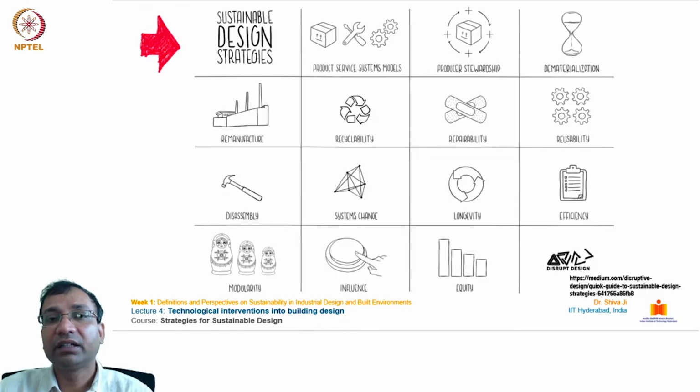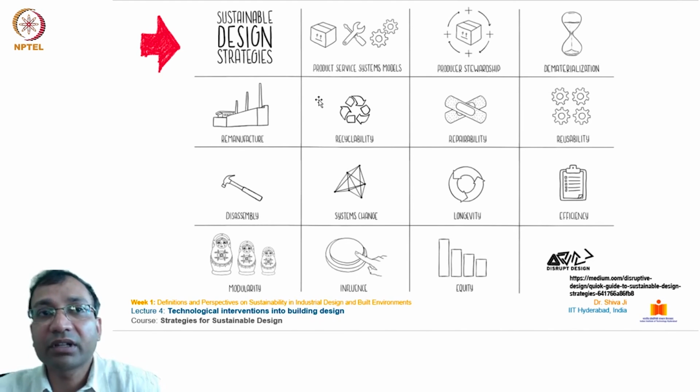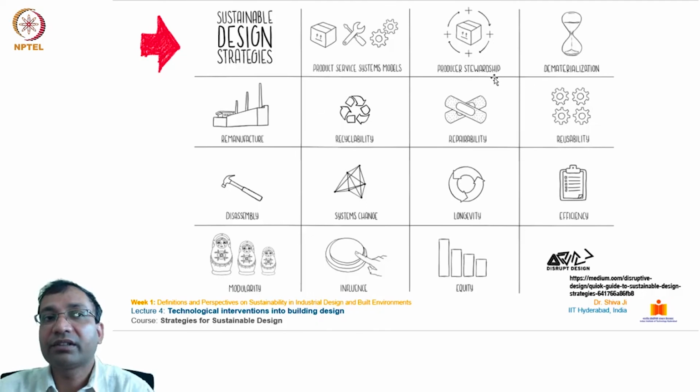As a direction for adopting a strategy for sustainable design, you can see over here: designing for product service system models, which we have discussed in the lens chapter, designing for producer stewardship, designing for dematerialization, how to minimize the consumption of material or components, designing for remanufacturing, recyclability, repairability, reusability, disassembly, system change, longevity, efficiency, modularity, influence, and equity. So these are the strategies one can understand.